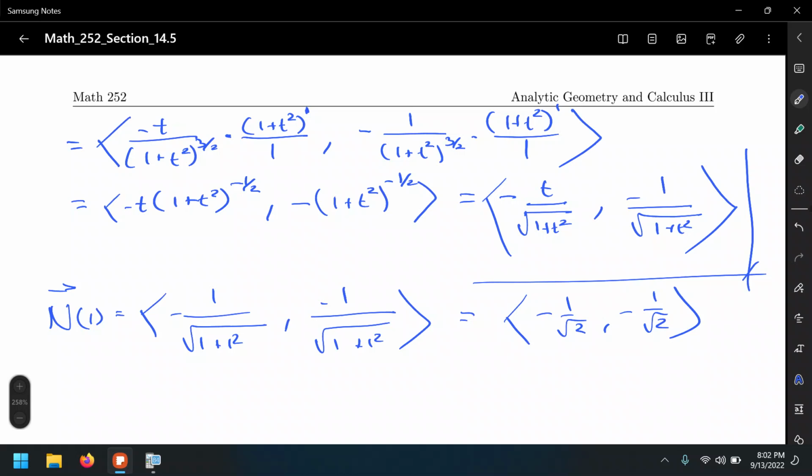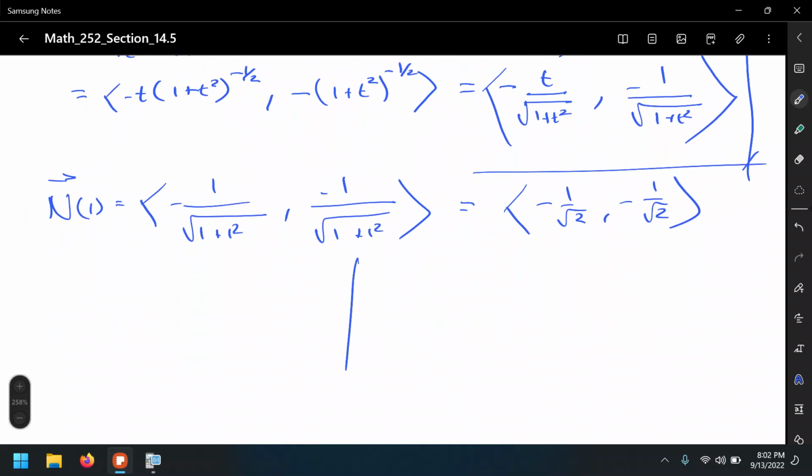But do you recognize these two values? Aren't they values in the unit circle? Yes. In the unit circle, that's 5 pi over 4. And since this is a unit circle, and this is a vector, what's the magnitude of this vector since it's a unit vector? 1, right? So that's a unit normal vector.